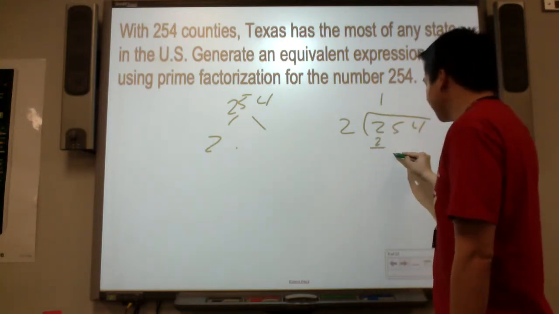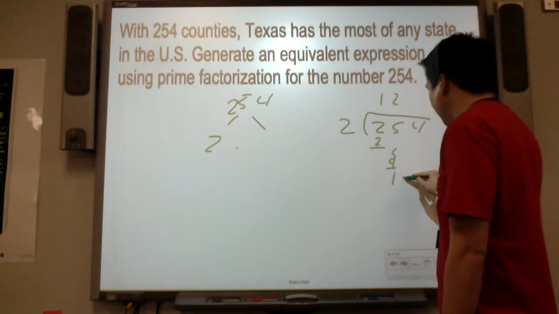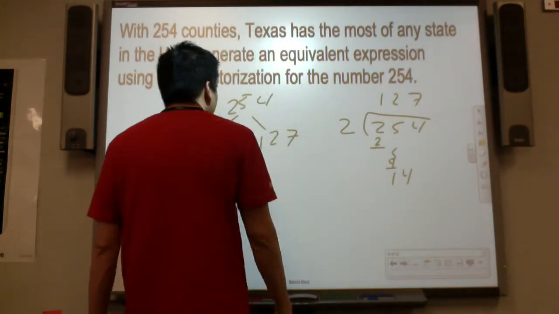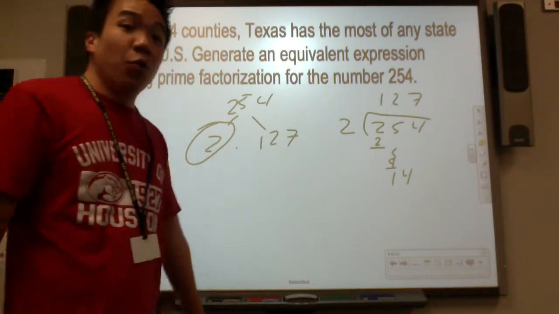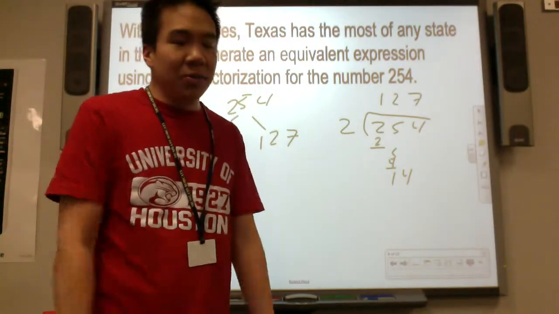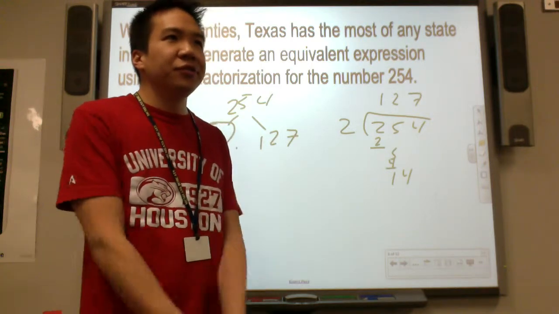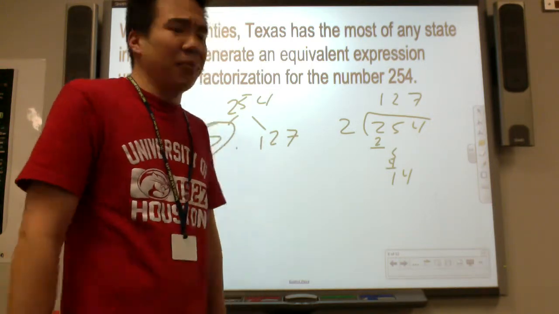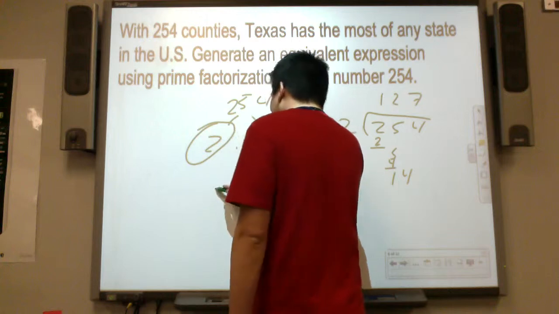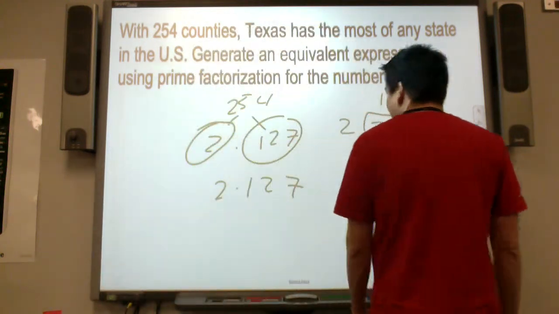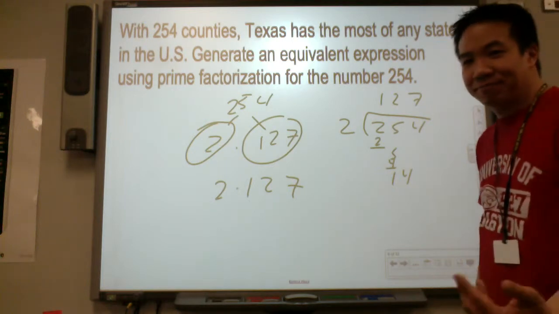So it's 2 times 127. How do you break down 127? Or is it possible? Divide by 3? No. I don't think it's possible. It is a prime number. So 2 times 127 is another expression for 254.